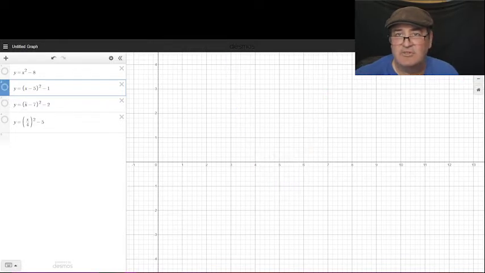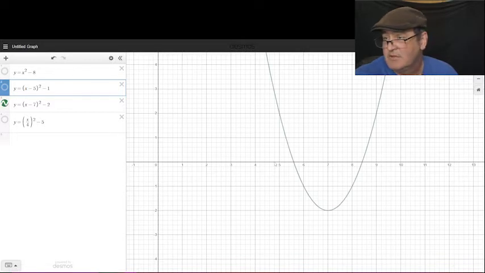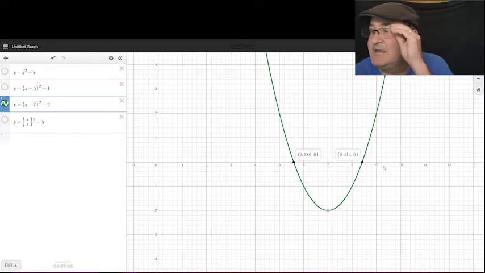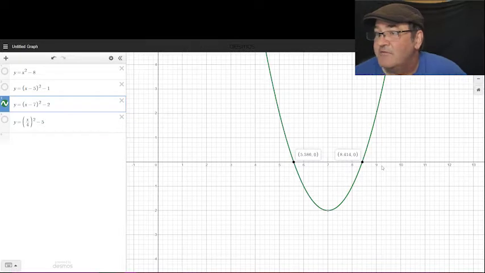All right, let's look at our next one. We have y equals (x minus 7) squared minus 2. Okay, let's see our first one: 5.586 and 8.414.